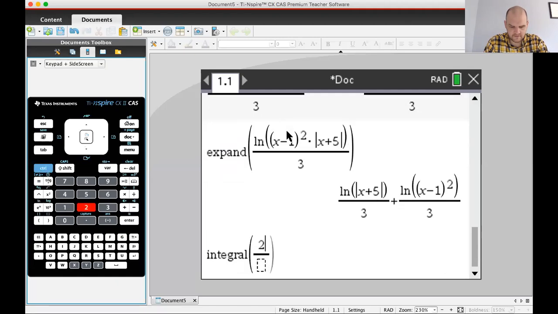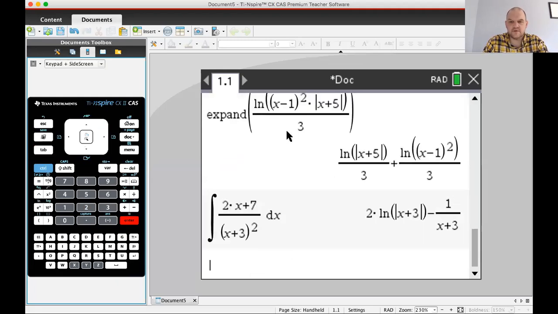Integral of (2x plus 7) over quantity (x plus 3) squared with respect to x. I forgot the x. So we get 2 natural log absolute value of x plus 3, and then minus 1 over x plus 3, and the calculator doesn't put plus c. So we got it. So what else could we have done?